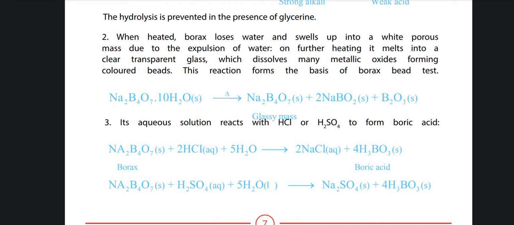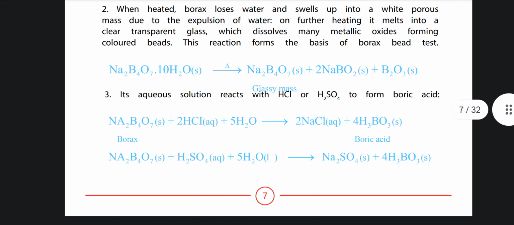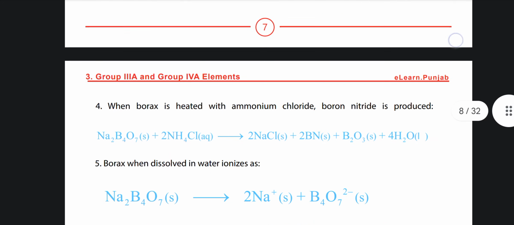Na2B4O7.10H2O gives us Na2B4O7 plus 2NaBO2 plus B2O3. Its aqueous solution reacts with HCl or H2SO4 to form boric acid. Na2B4O7 plus 2HCl plus 5H2O gives us 2NaCl plus 4H3BO3. Na2B4O7 plus H2SO4 plus 5H2O gives us Na2SO4 plus 4H3BO3. When borax is heated with ammonium chloride, boron nitride is produced. Na2B4O7 plus 2NH4Cl gives us 2NaCl plus 2BN plus B2O3 plus 4H2O.